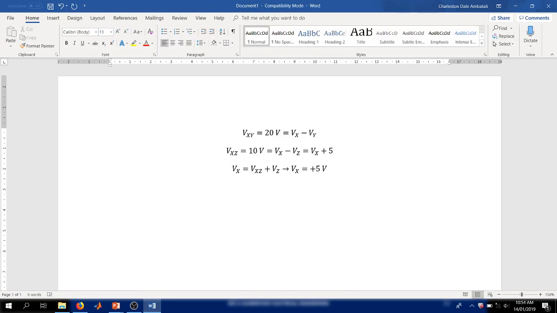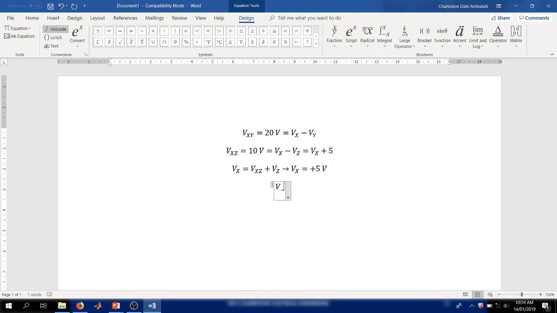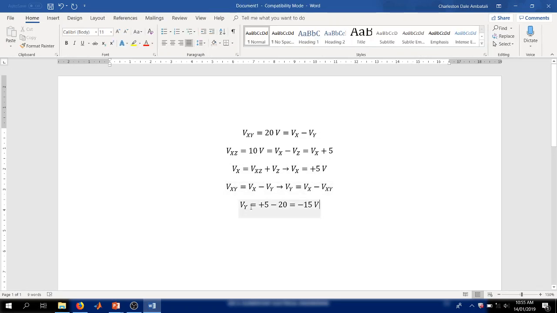There you go. And finally, you can now solve for Vy, where Vxy equals Vx minus Vy from above. That becomes Vy equals Vx minus Vxy. So we have now the equation right here. Just substitute the values. Vy is equal to positive 5 volts minus 20 volts equals negative 15 volts. And this is your answer.